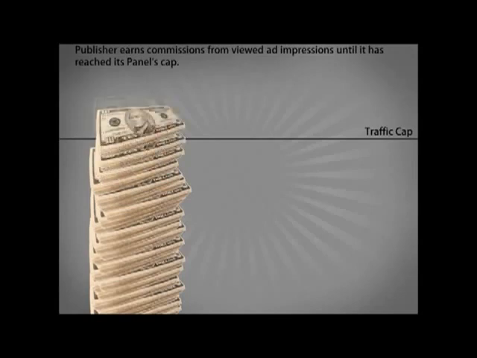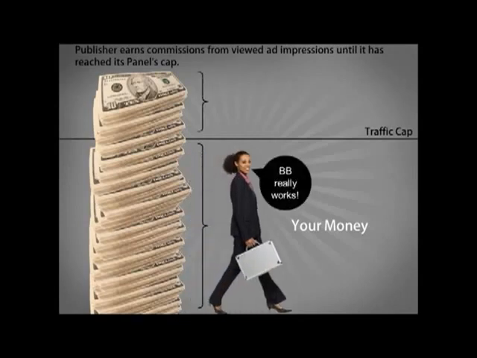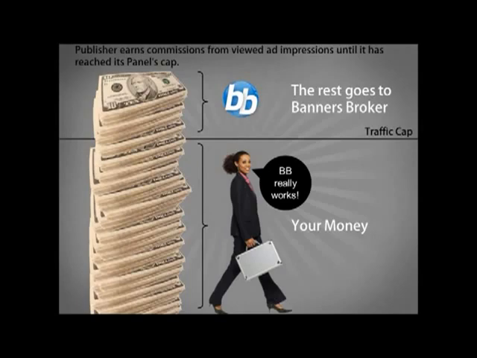But you notice something. The money keeps going even past the traffic cap. The commissions earned below, up to the traffic cap, is your money. And that's what you see in your back office: the commission column and the total commissions earned. That's your money, whether you're using it to buy additional advertising or sending it to your e-wallet. But above the traffic cap, that's Banner's broker's money.